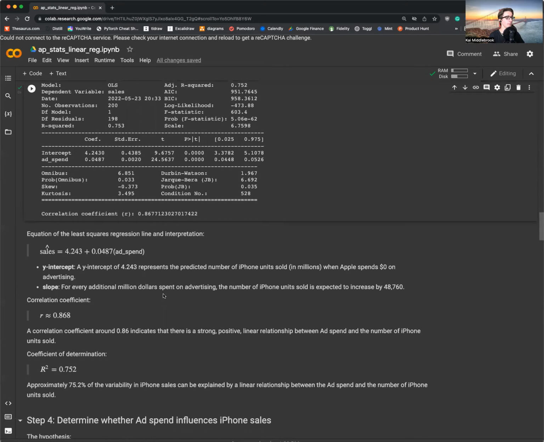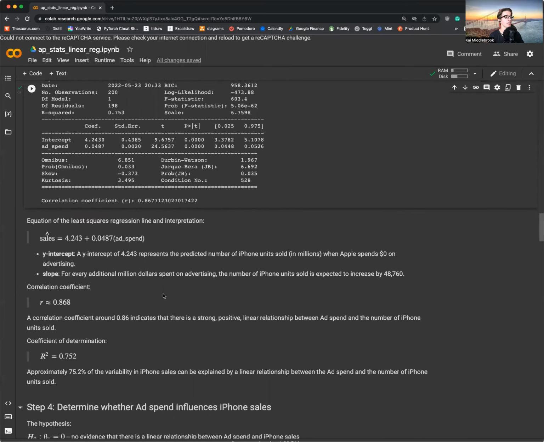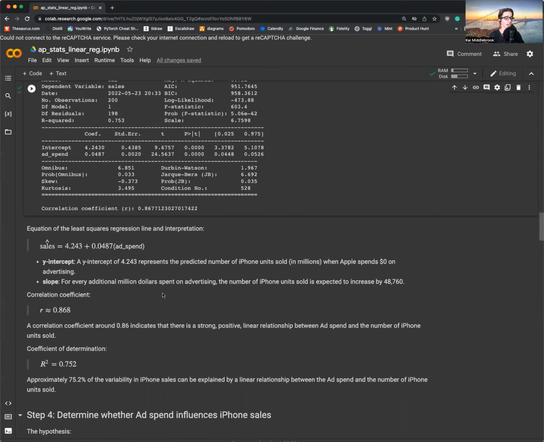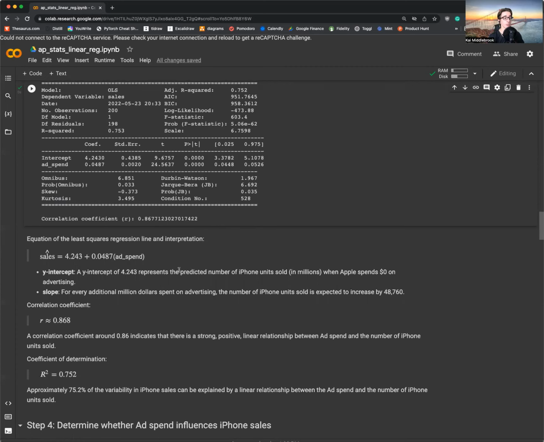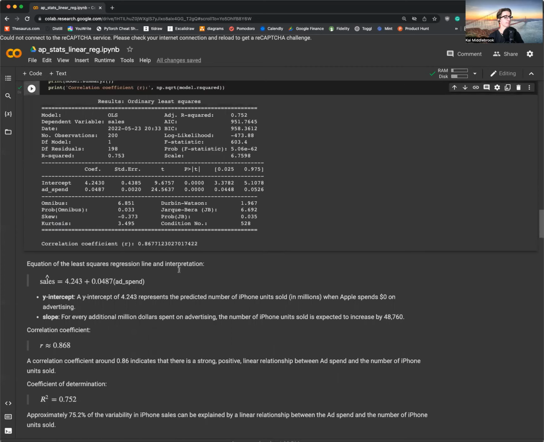So the y-intercept in this case, 4.243, represents the predicted number of iPhone units sold in millions when Apple spends $0 on advertising. So that's kind of interesting. Maybe Apple is so big now and so well known that even if they didn't spend any dollars on advertising, they would still probably sell about 4.2 million iPhones.